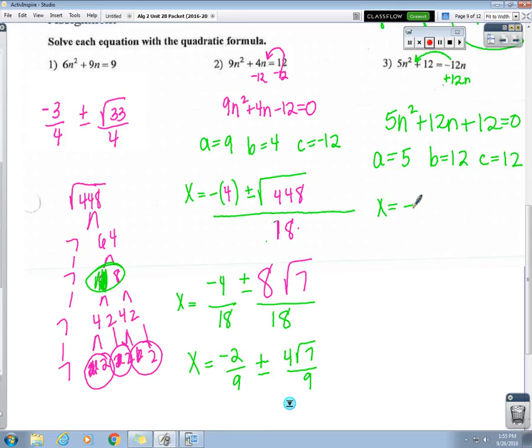X equals negative B, so that would be negative 12, plus or minus the square root of 12 squared minus 4 times 5 times 12. Hold on, I've got to figure this out.